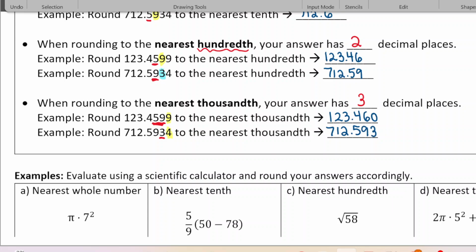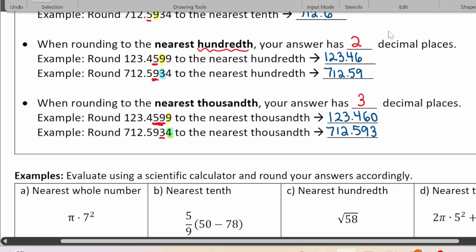593. And let this one rest because the 4 is actually less than 5. So this number is closest to 712.593.